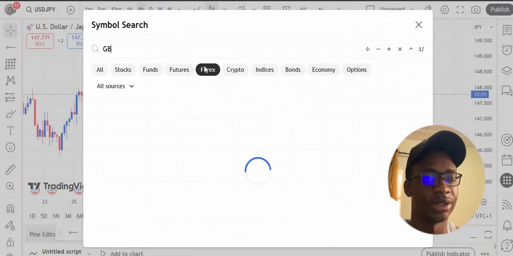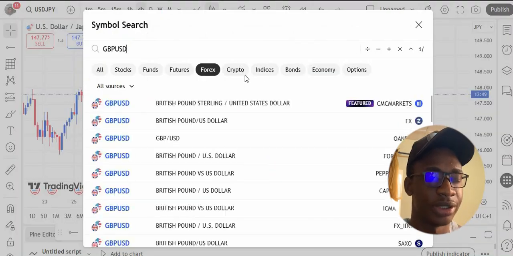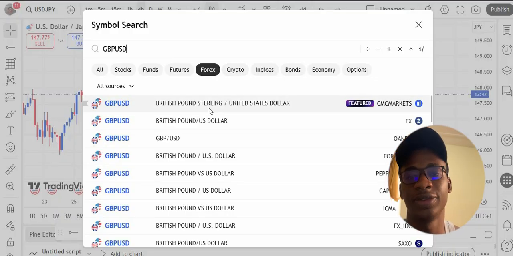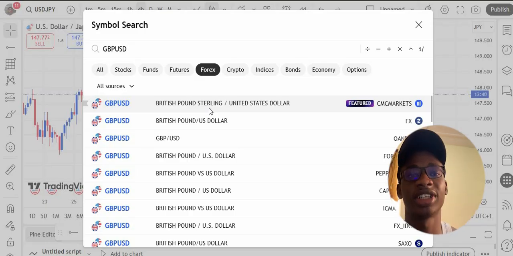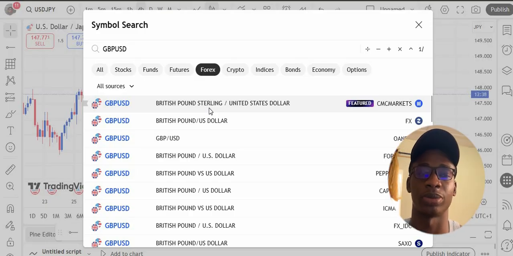So let's go to GBP USD on TradingView. If you are new to forex trading and you want to get to TradingView, you can go to your main browser and type www.tradingview.com, and from there you can create an account with them and have access to unlimited Forex pairs.